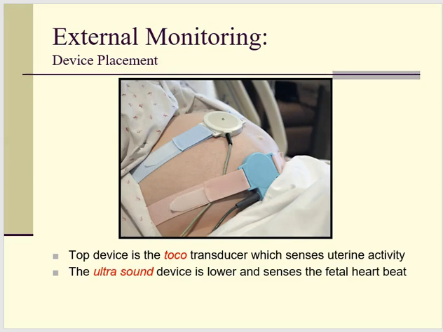Now that we know why we're doing it, let's talk about how we're going to do it. This is a picture of the monitors of an external fetal monitor. You have here the TOCO transducer, which usually is simply called the TOCO. You're never going to hear anybody call it anything else. Below it here, you have an ultrasound device that uses Doppler ultrasound to pick up the motion of the fetal heartbeat. It translates that information through these lines to the machine, which then gives you a printout on your computer screen.